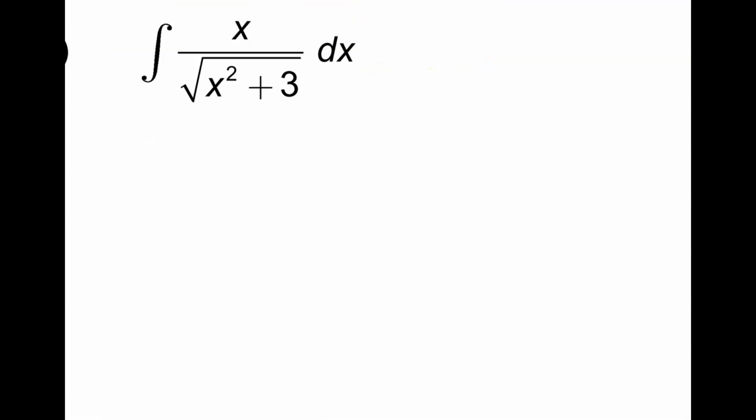All right, here, let's see if we can pick out the best u. It almost looks like this is our inside function, so I can let u equal x squared plus 3.